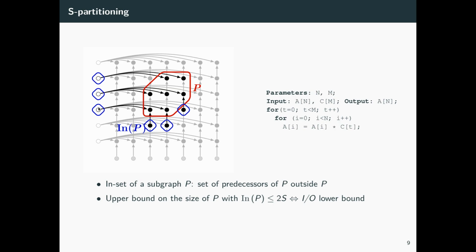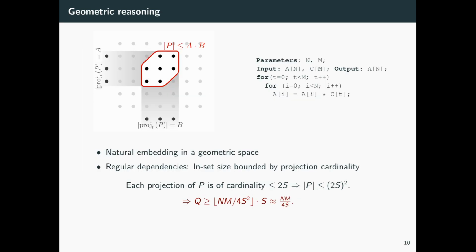In terms of graph, this translates into finding a subset P of the graph, with an inset, that is vertices outside P that have successors inside P, with an inset of cardinality smaller than 2S. So now, to find a bound on the size of P, we use geometric reasoning. If you look at the CDAG of our example, it is naturally embedded in a two-dimensional space, and since dependencies are parallel to the basis axes, the inset cardinality can actually be bounded by the size of the projections of the set P.